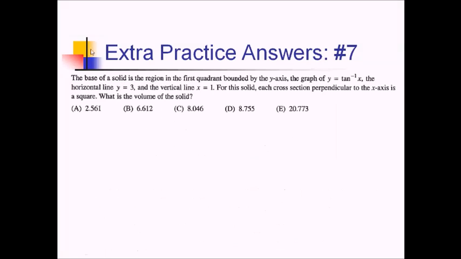For this problem, the base of a solid is the region in the first quadrant bounded by the y-axis, this graph of arctan, horizontal line y equals 3, and a vertical line x equals 1. So that's a lot of bounding things. We're going to want to graph all this out in a minute. For this solid, each cross-section perpendicular to the x-axis is a square. What's the volume? So let's graph everything out now.